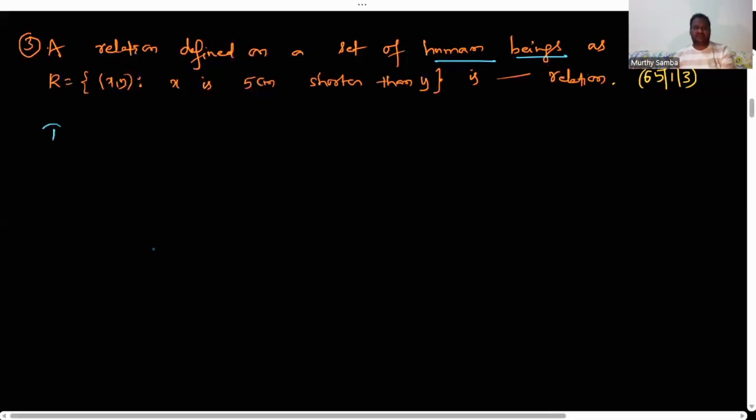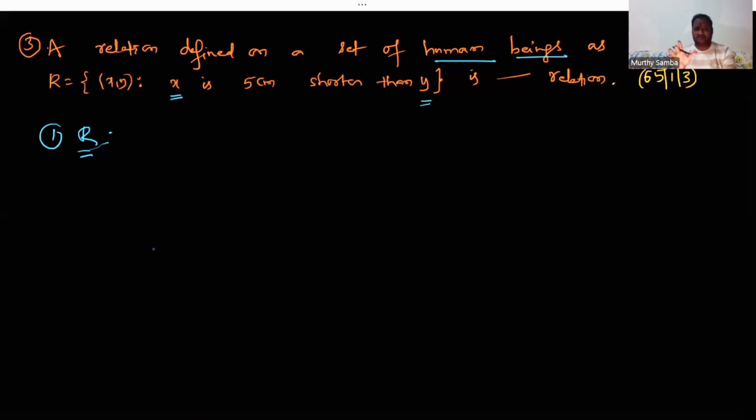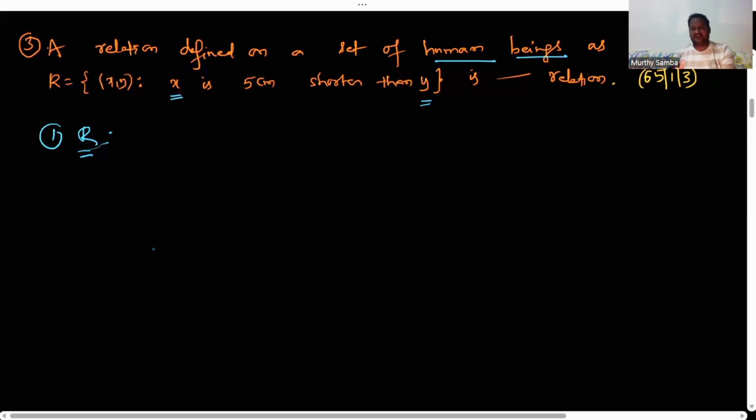Coming to the reflexive relation. In the case of a reflexive relation, this is the first person and this is the second person, but you have to take only one person, right? So take one person, some X. X is 5 centimeters shorter than X. Is this possible? There is no person whose height is 5 centimeters shorter than himself. That is why it is not a reflexive relation.